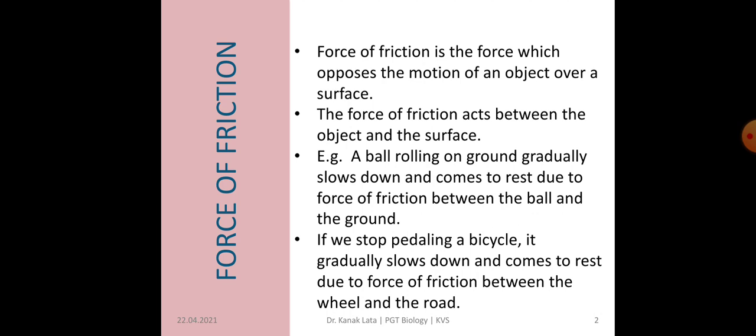Have you observed that when you stop pedaling a bicycle, after some time it gradually slows down and finally stops? You might have also observed that a ball rolling on the ground also gradually slows down and then finally stops. Now the question arises, how does this happen? What is the reason behind it? It is only due to the force of friction. So let us see what is force of friction.